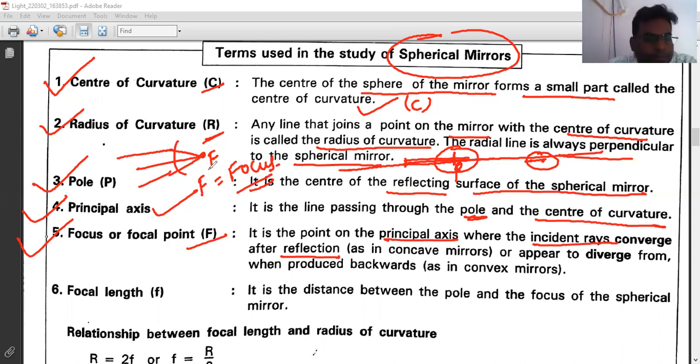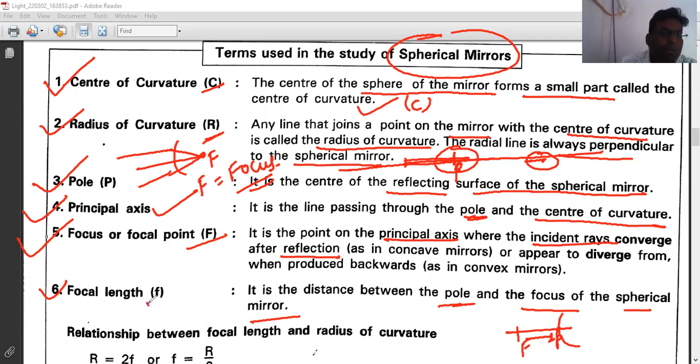Next is focal length. So look at this point. Focal length is defined as the distance between the pole and the focus of the spherical mirror, right? Suppose this is your mirror, this is your focus and this point is P. So this distance will represent the focal length. It is denoted by small f, and focus is denoted by capital F. Pole is denoted by capital P. Radius of curvature is capital R. Center is C. Right. So these are the notations we use in the spherical mirror.